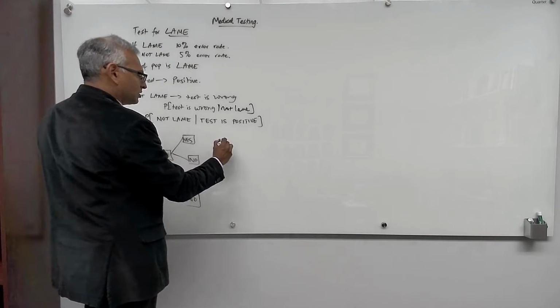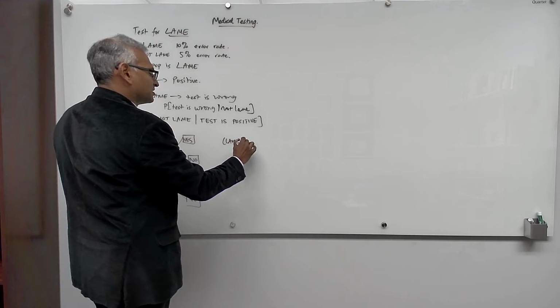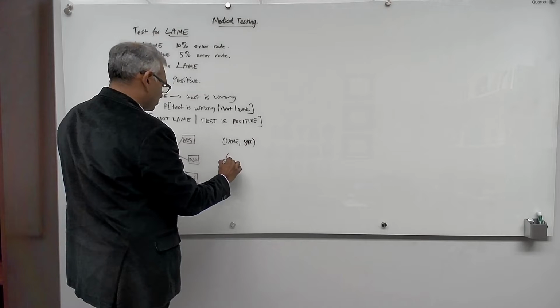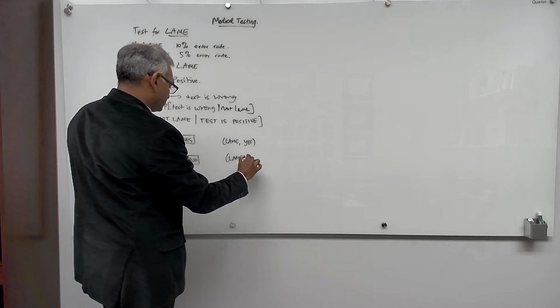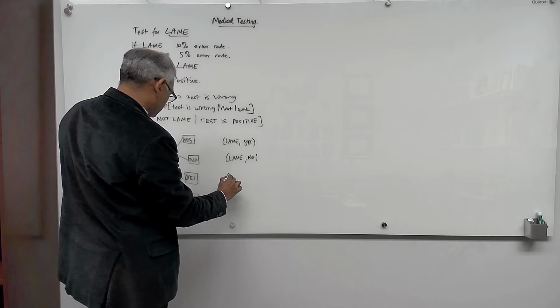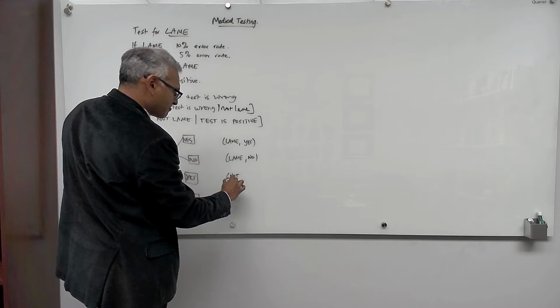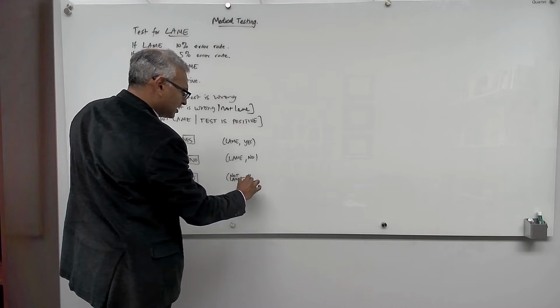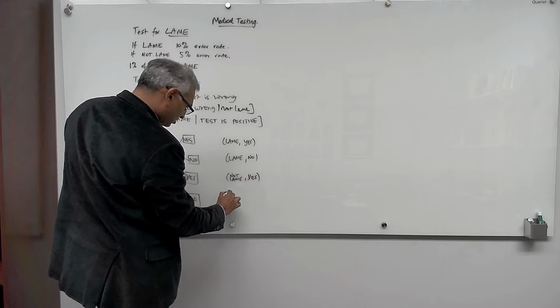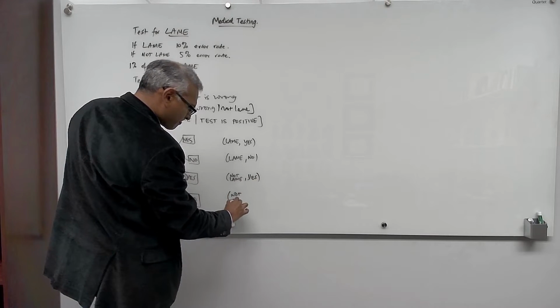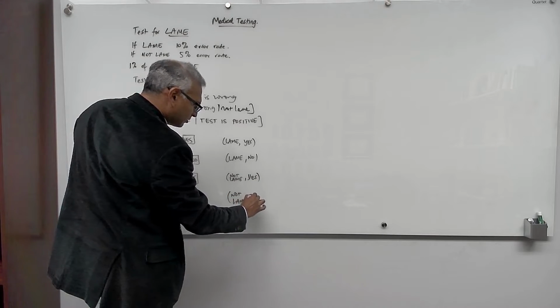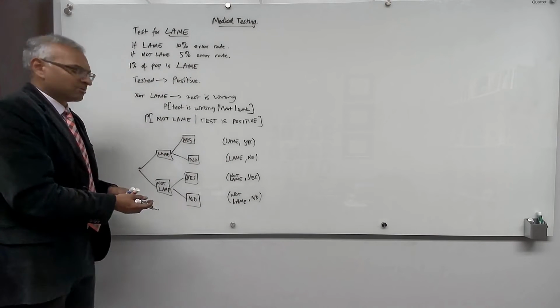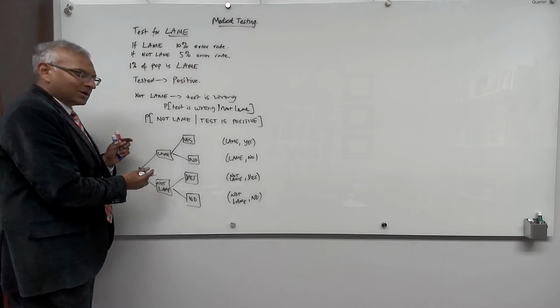Okay, and in this case, you're lame, and the test said yes. In this case, you're lame, and the test said no. In this case, you're not lame, and the test said yes. And in this case, you're not lame, and the test said no. So there are 4 outcomes of this experiment where we decide whether or not you are lame and then what the test says.